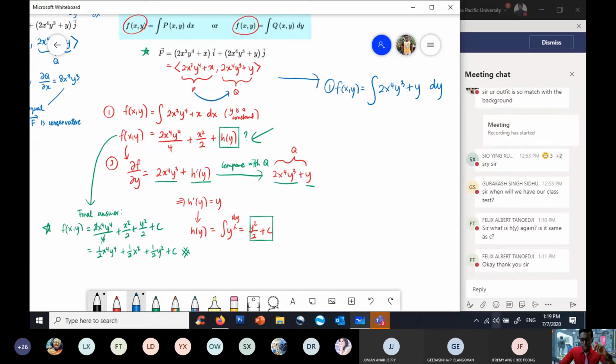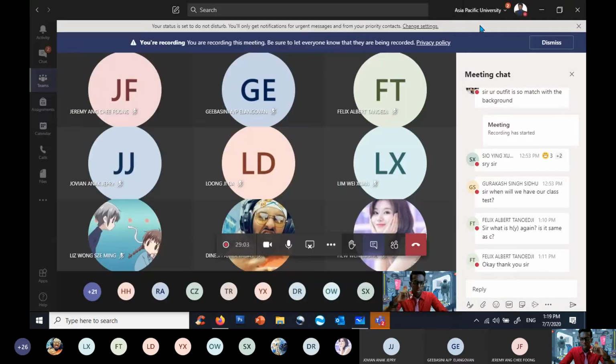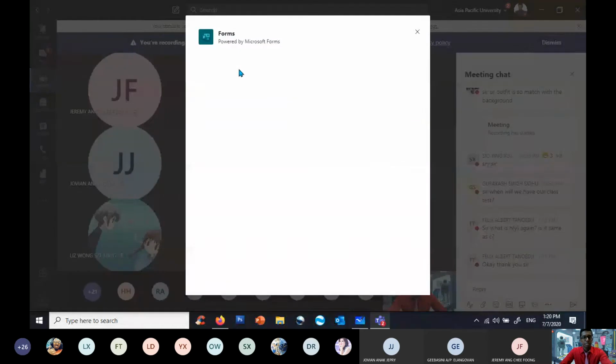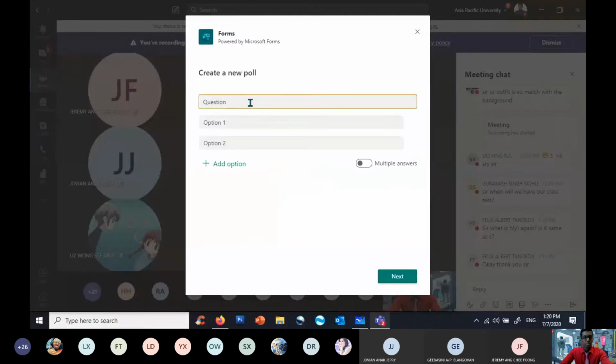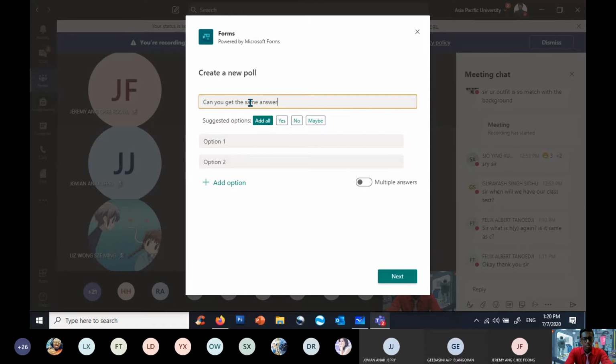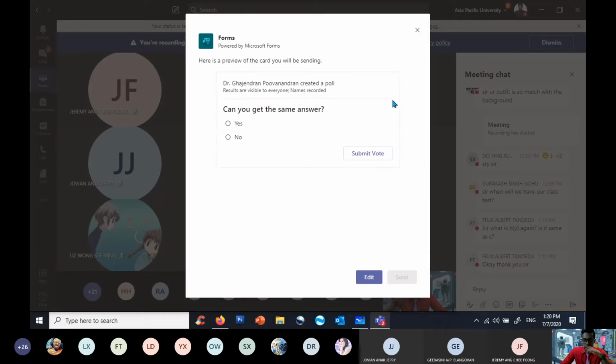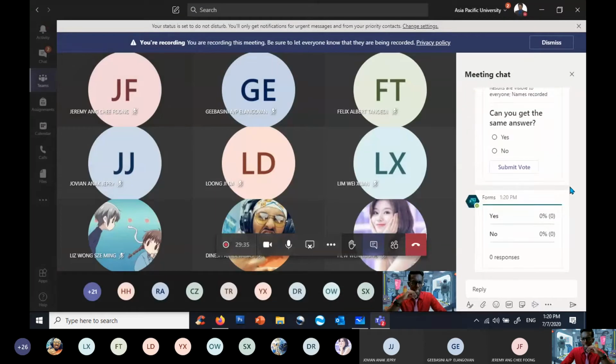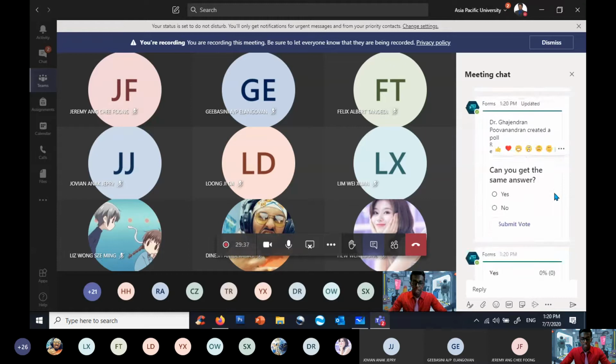If you're doing it, please continue doing it. But I just want to know whether you can get the answer or not. So let me just put a quick poll. If any of you are done, then you can just answer this poll so I can know roughly how many of you can get the answer. But if you're still doing it, please carry on.